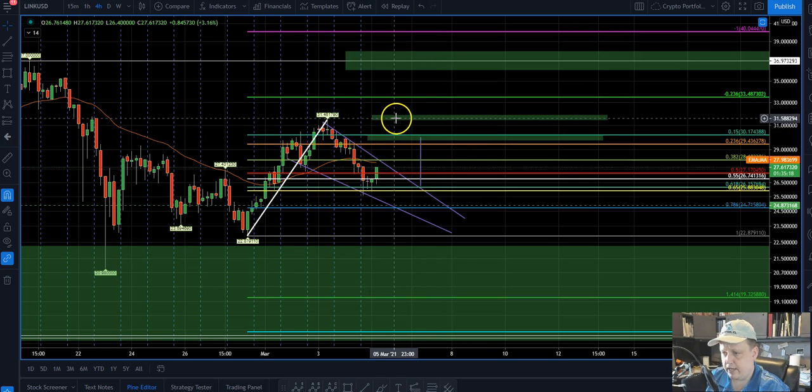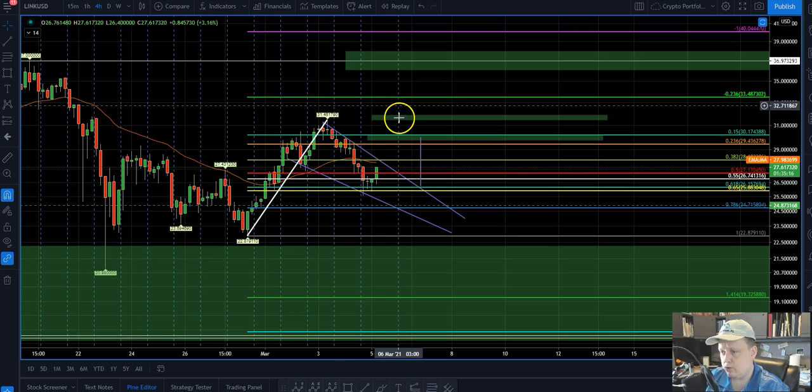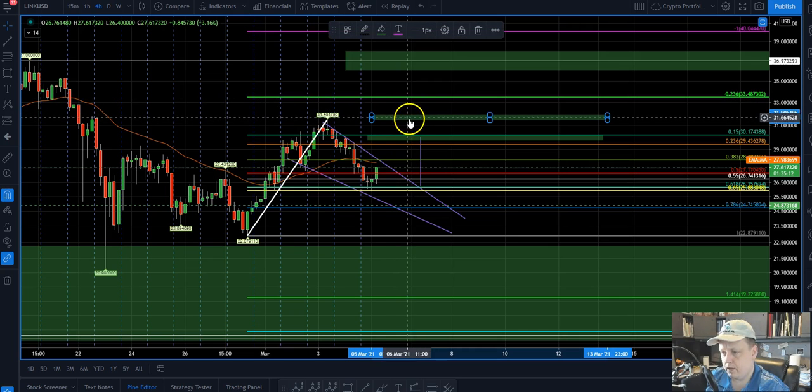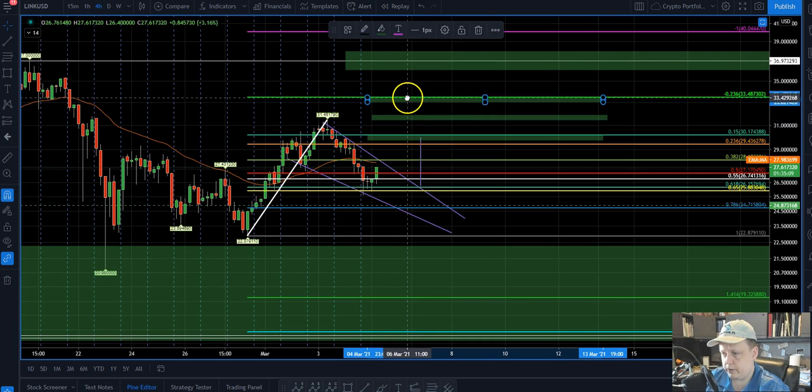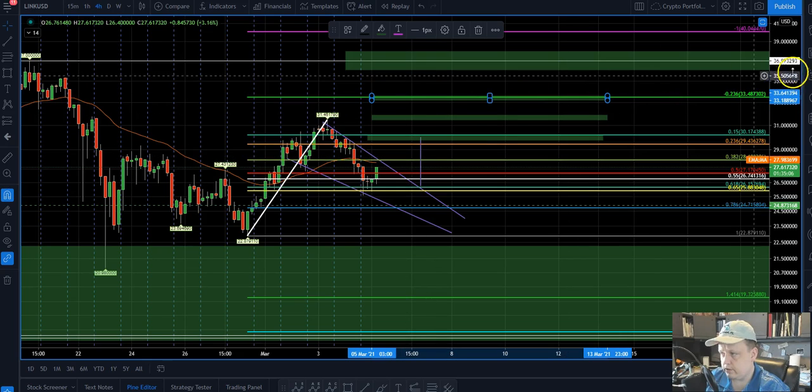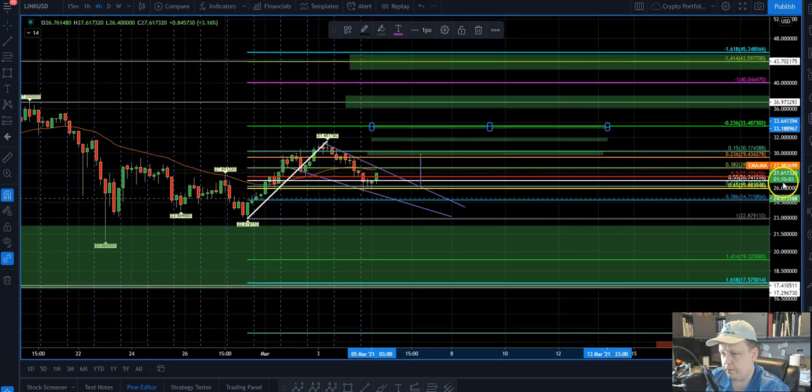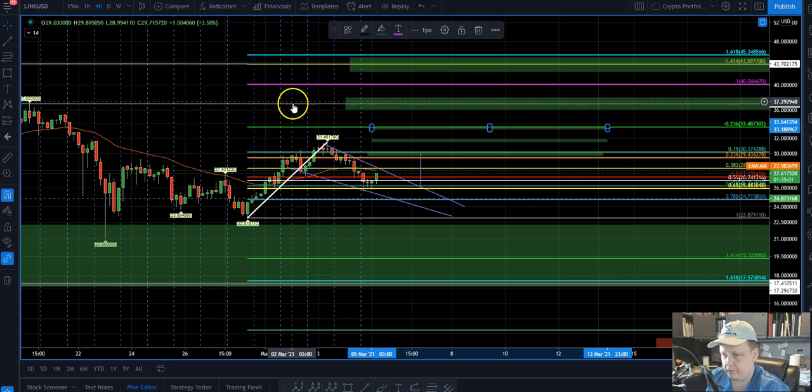So you got that level, you got the previous peak, and you got the algo target from this Fibonacci pivot. These are the three little hurdles that you have to get through before you can consider the bigger time frame resistance levels and the algo target on the Fibonacci extension target up here.